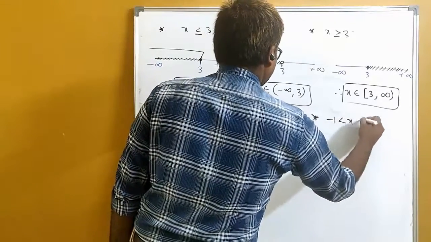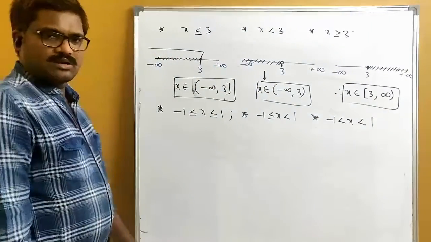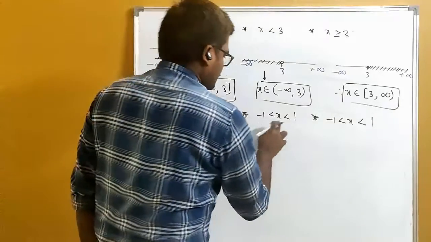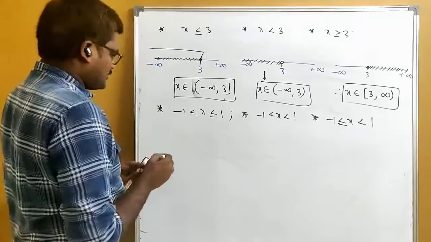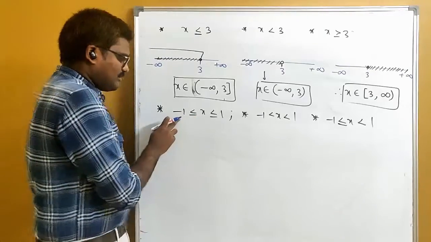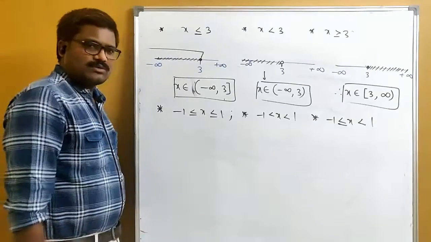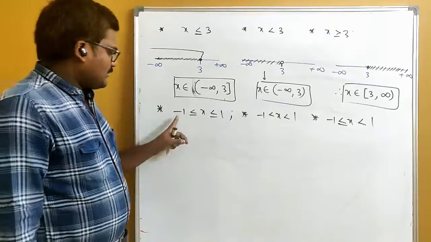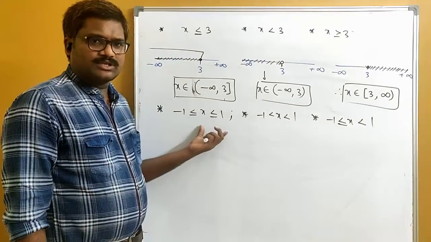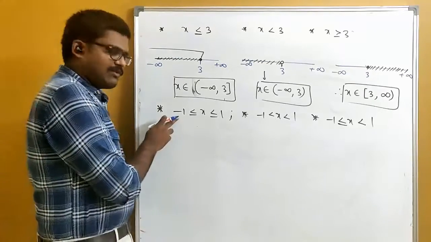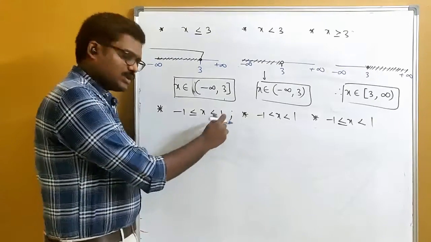Minus 1 less than x less than 1. Okay, now let me take here and here. Right? So again, the same logic. What is the meaning of this one? Minus 1 less than or equal to x less than or equal to 1. X is lying between minus 1 to 1. Both sides closed interval at both ends, isn't it? Which means I have to include minus 1 as well as 1 also.